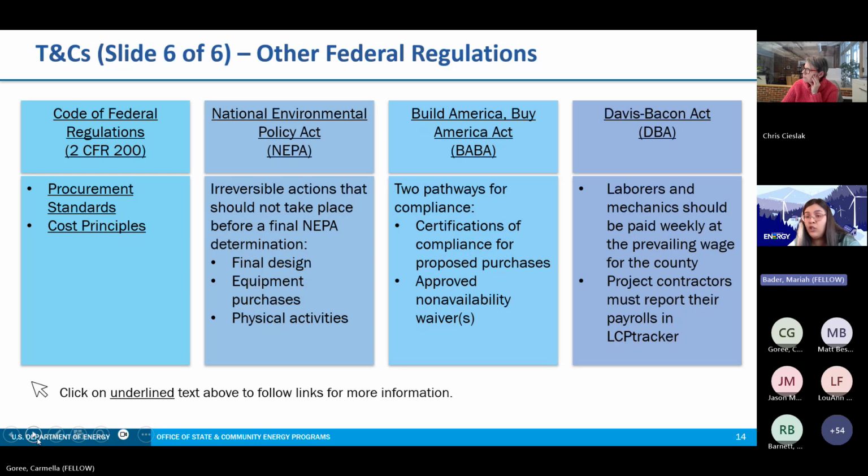And then for BABA, which is Build America, Buy America, there are 2 pathways for compliance that we will dive into more detail at a later date, but those will be your certificates of compliance of proposed purchases or an approved non-availability waiver.